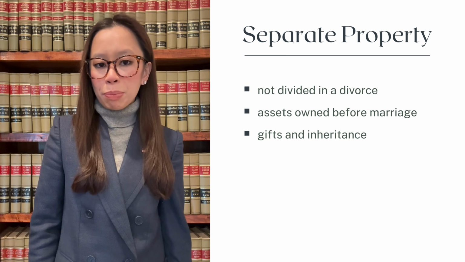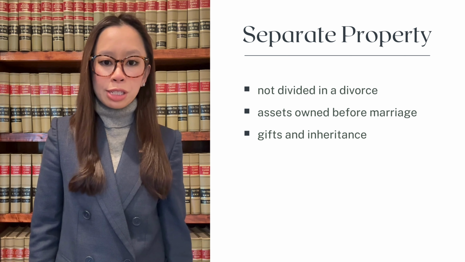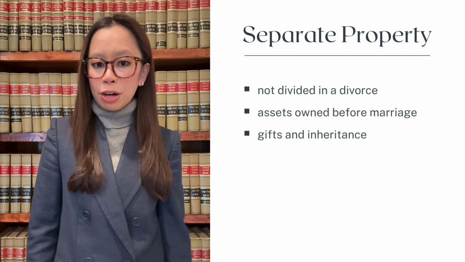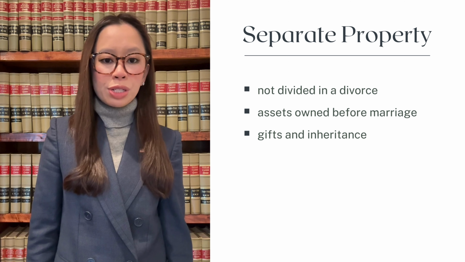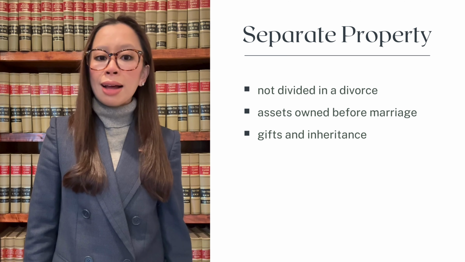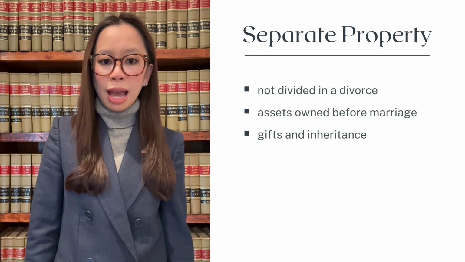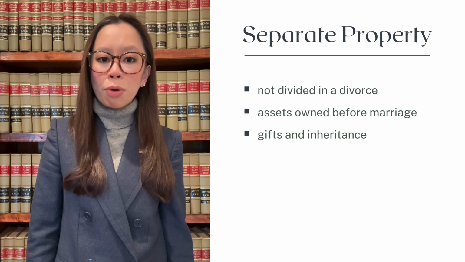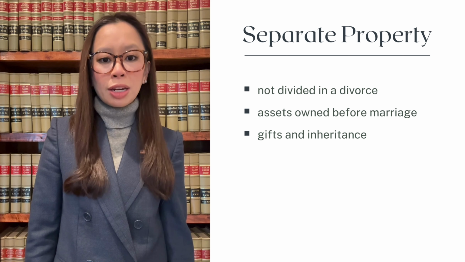Here are some examples of separate property. Assets owned before the marriage. For example, if one spouse owned a house before marriage, it is considered separate property even if the couple lived in it during the marriage. Gifts and inheritances. Any gifts or inheritances one spouse receives, whether during the marriage or before, are typically considered separate property, unless they are commingled with community funds, like putting inheritance money into a joint bank account. However, it's important to note that if a spouse uses separate funds to pay for community property, or if a gift is given to both spouses, the property could become community property.